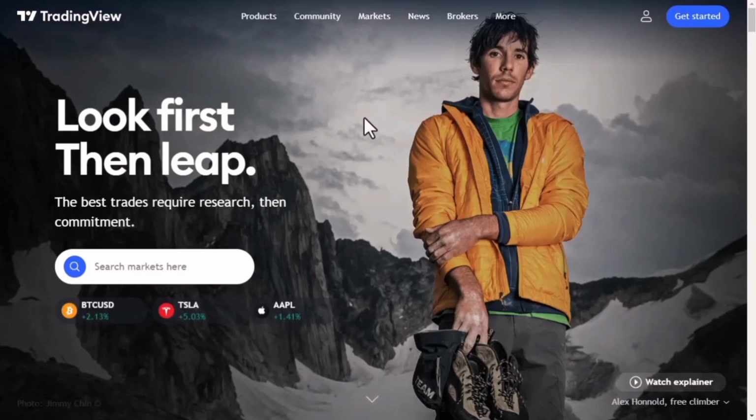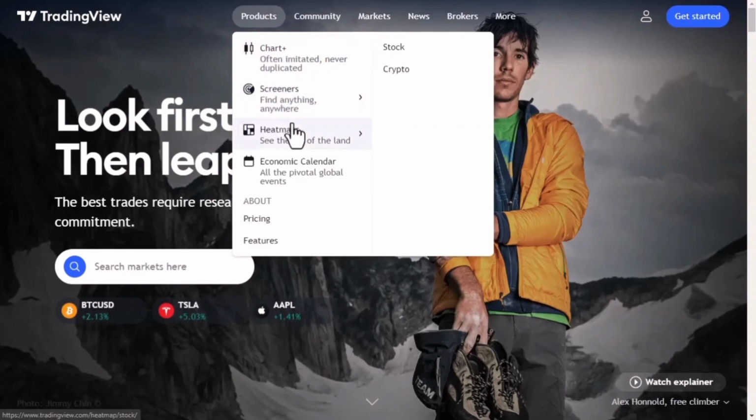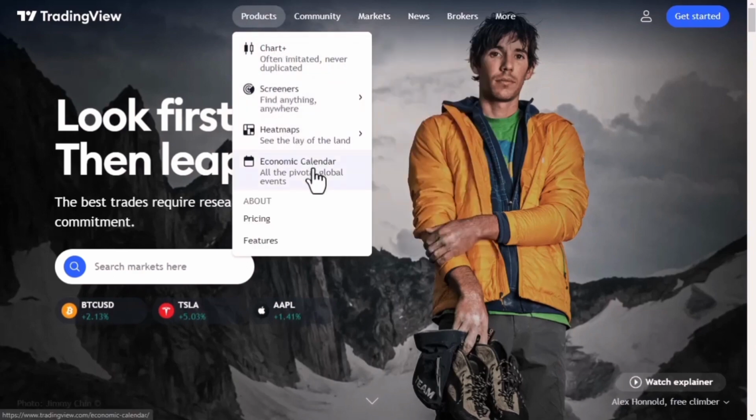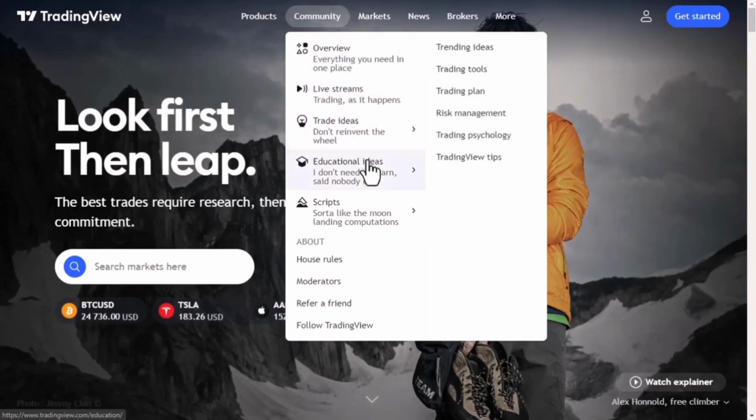The first tab is products, which includes charts, screeners, heat maps, and the economic calendar, which you can just discover for yourself. Then the community overview, where people come to share; let's call it a blog or a forum: trade ideas, educational ideas. There are even some really good things that you can find here.